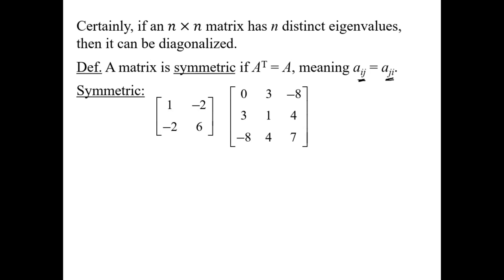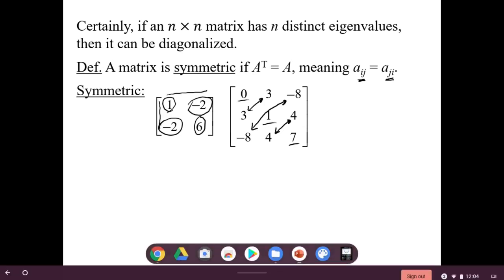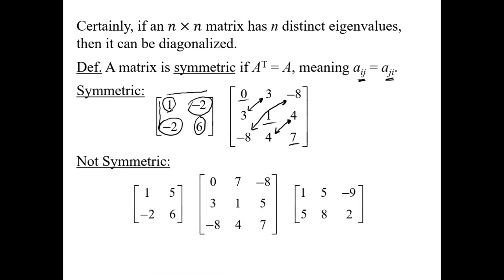These are symmetric. Keep in mind, the main diagonal entries can be whatever they want to be, it doesn't matter. But notice that here is a -2 and here is another -2. Row 1 is the same as column 1, and row 2 is the same as column 2. In the next one, again, the main diagonal can be anything, but these two have to be the same, these two have to be the same, and these two have to be the same.